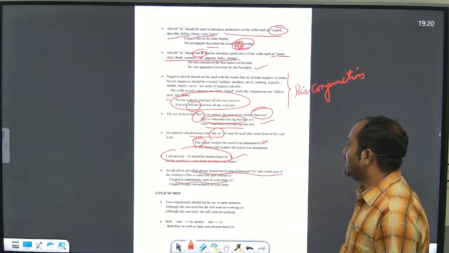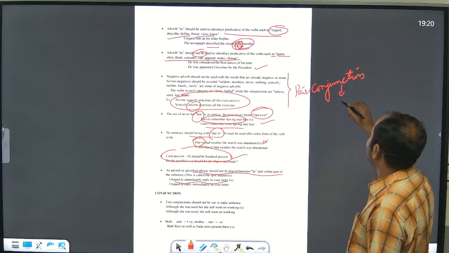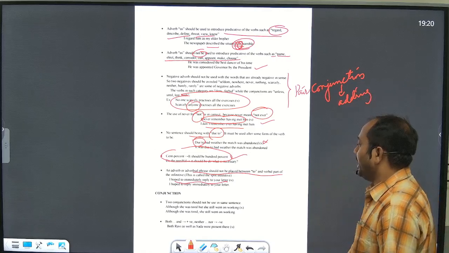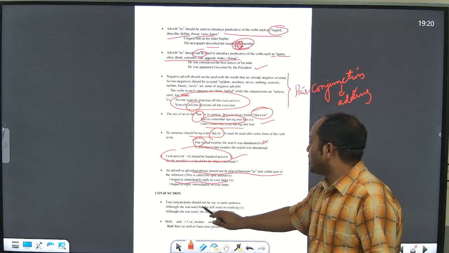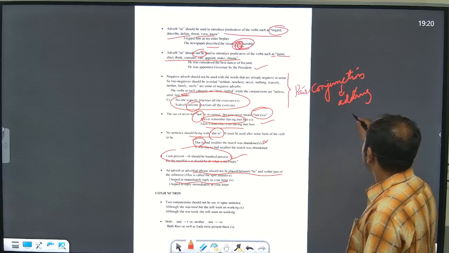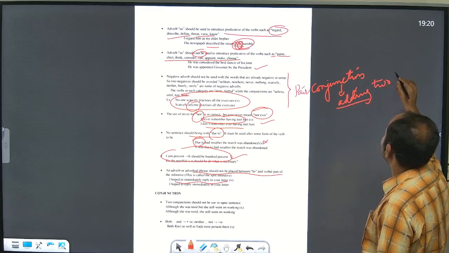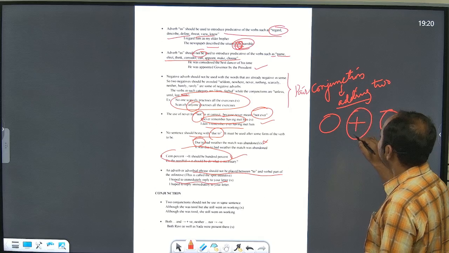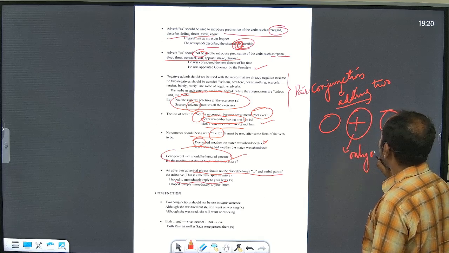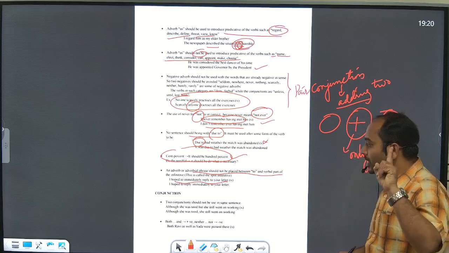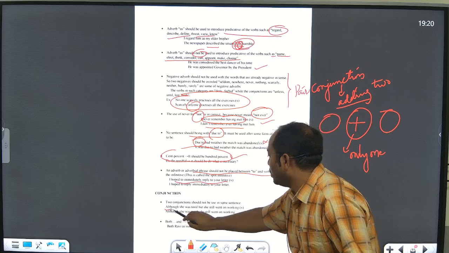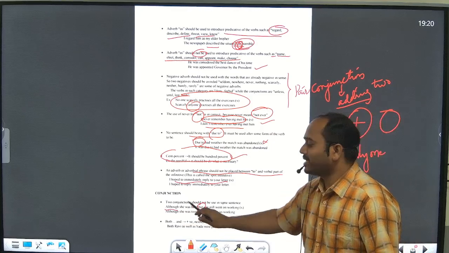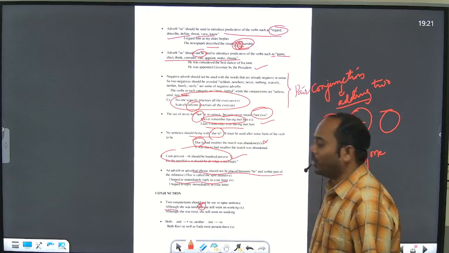Now it comes to the conjunction. So conjunction means adding any two words or two sentences with a proper meaning. So two conjunctions should not be used in one sentence because conjunction means adding two sentences or two words. So when you want to add two sentences, how many conjunctions are used here? Only one. So to combine two sentences, we should use only one conjunction. Although she was tired, but she still went on working. Two conjunctions are used, so that but should be removed.